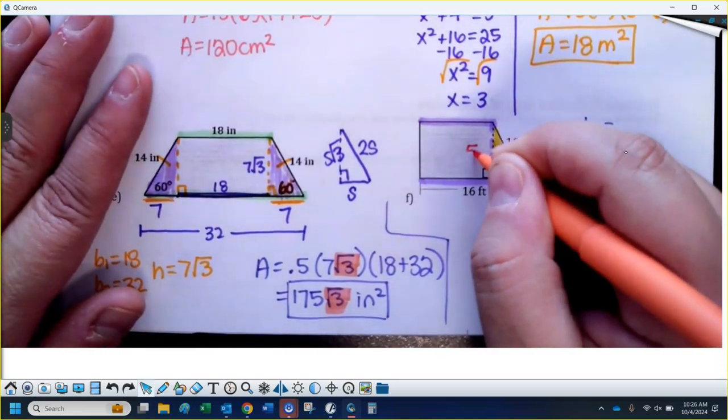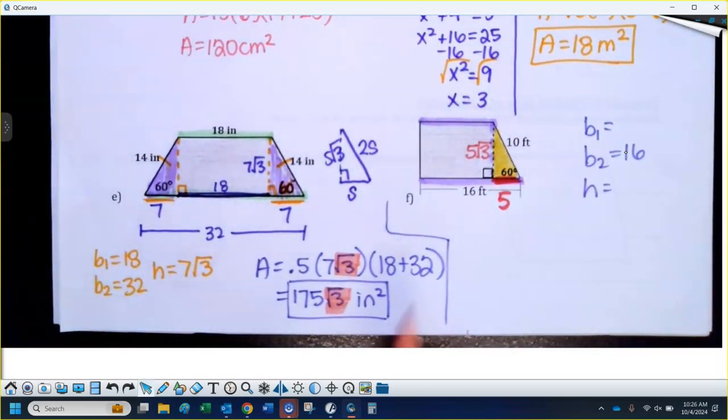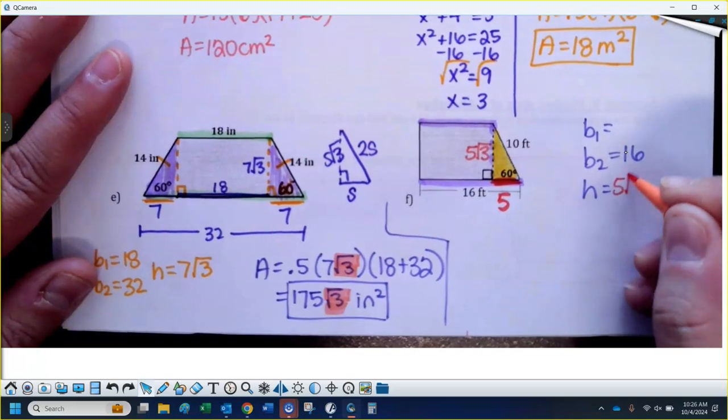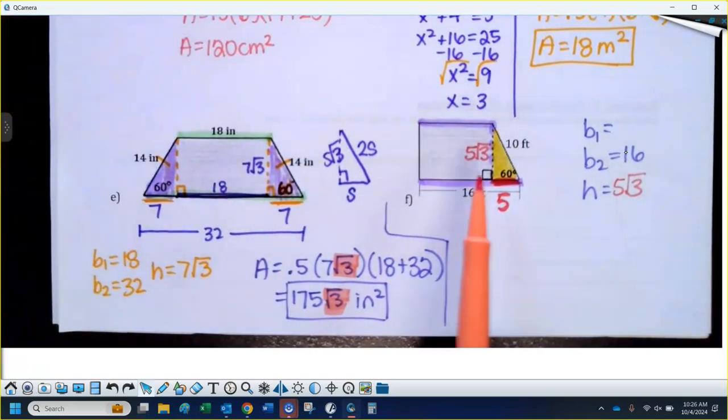The height is 5 radical 3. Yes, we need that. There's our height, 5 radical 3. Okay, can anybody tell me what the base across the top of the whole figure would be?